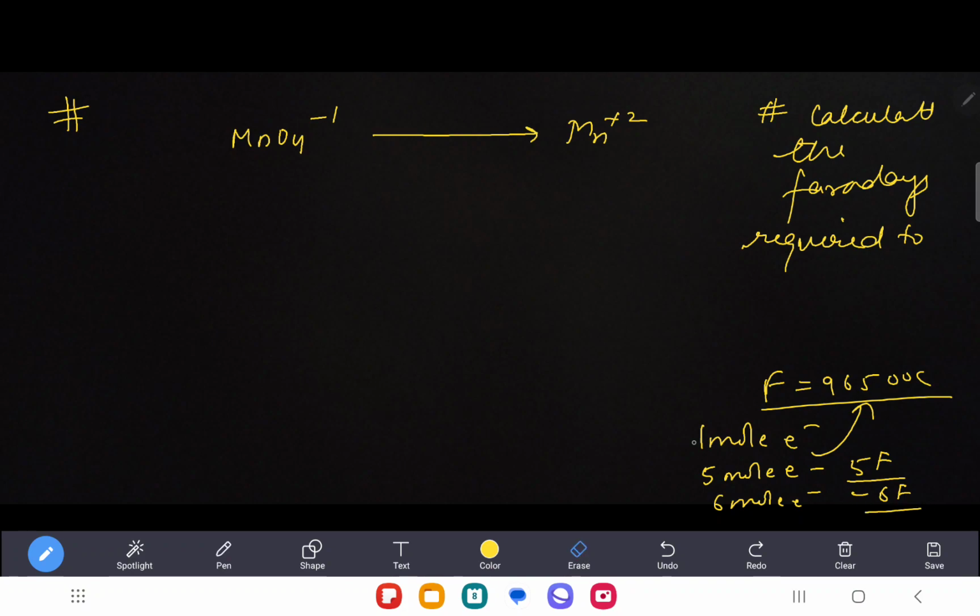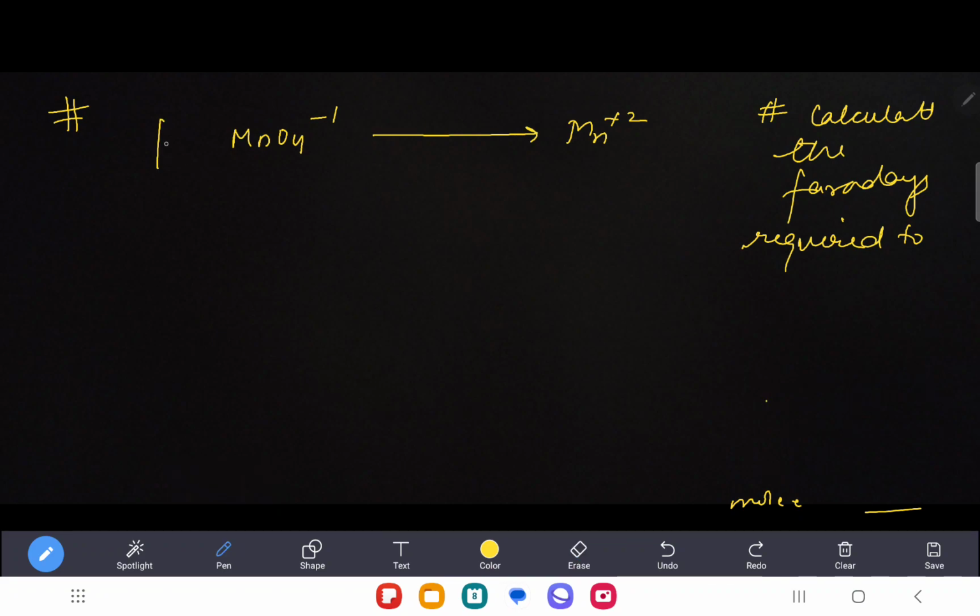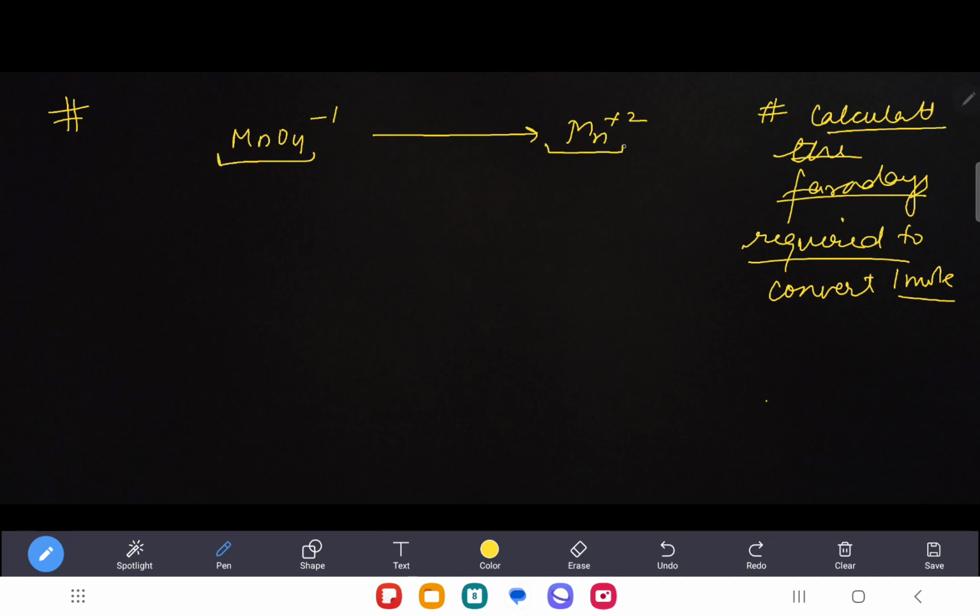ये बोल रही हूँ. तो अब अगर आप इसको सॉल्व करोगे तो माय क्वेश्चन टू यू इज दैट इन दिस पर्टिकुलर कन्वर्जन, और ये एनसीईआरटी का क्वेश्चन है, देख लेना इसको, बट एनसीईआरटी है, तो फिगर इट आउट. तो कहता है कैलकुलेट द Faradays रिक्वायर्ड टू कन्वर्ट 1 मोल ऑफ MnO4 नेगेटिव टू Mn plus 2.